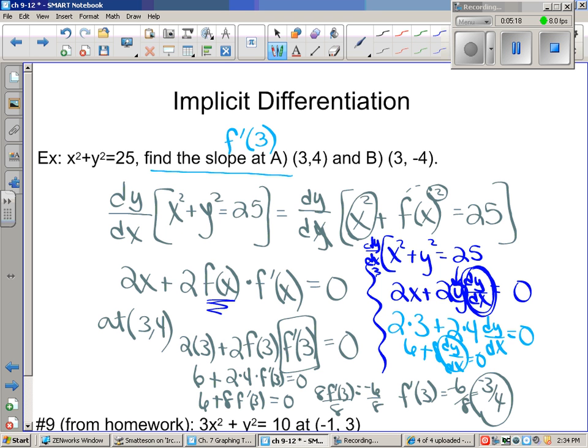Now, the only difference is to answer B for 3, -4. Again, just like we've talked about in previous ones, you have to kind of have an understanding for the graph and know where 3, -4 is. One is going to be positive, one's going to be negative. But the slope will be, in essence, the same, 3/4. It's just one's going to be positive and one will be negative.